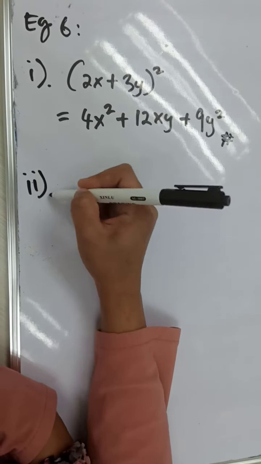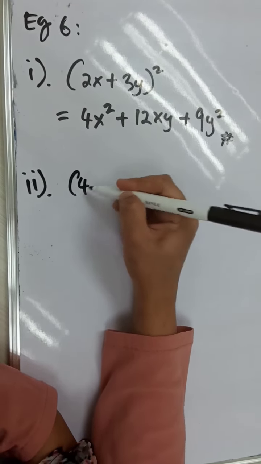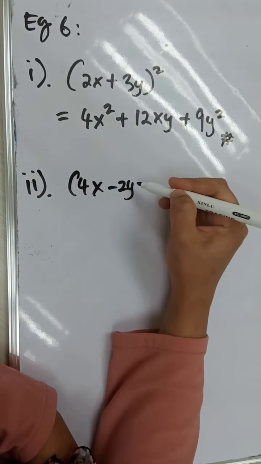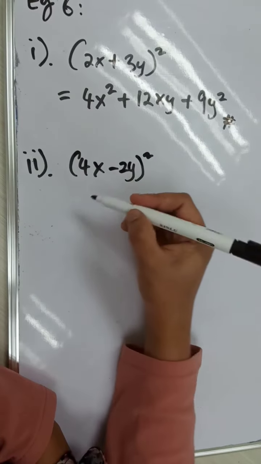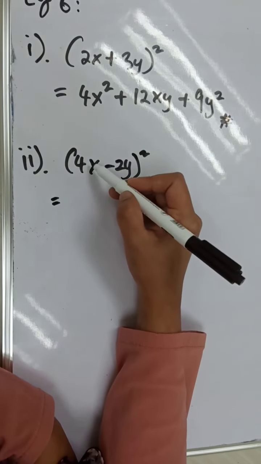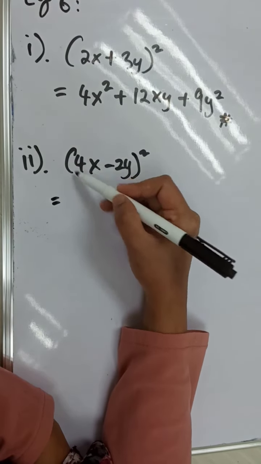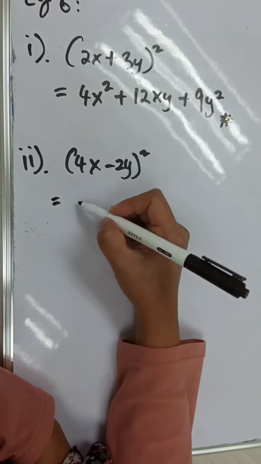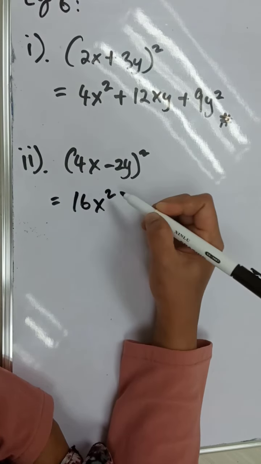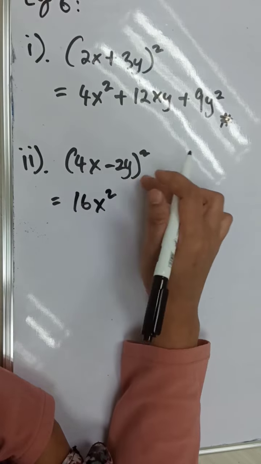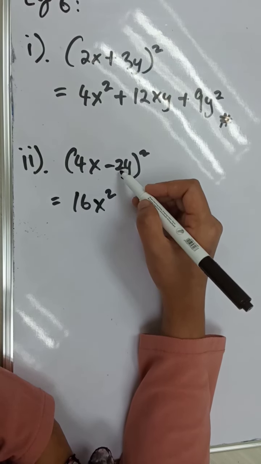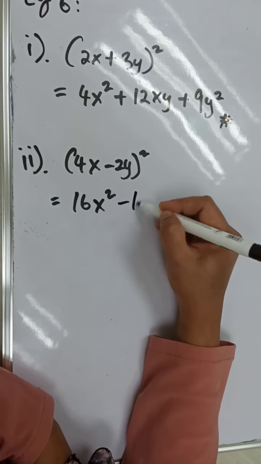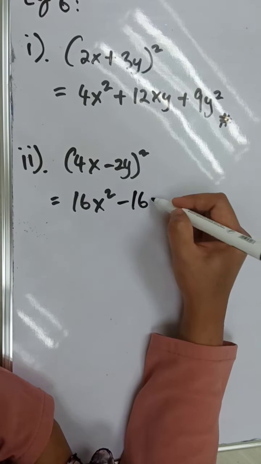Number 2, let's say I have (4x - 2y) squared. This one, just now we have positive, and then the second example we have negative. Remember, the first step, we have to square the first term. So 4 square, we get 16x square. The second step, we have to multiply all terms. So 4 multiply negative 2, we get negative 8. Negative 8 multiply 2, we get negative 16x multiply y.